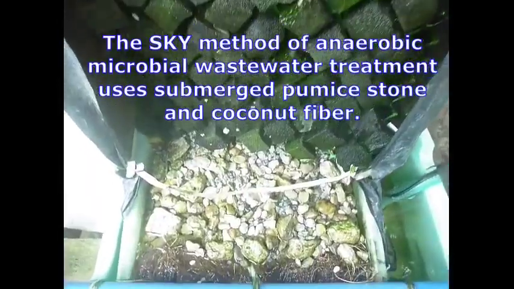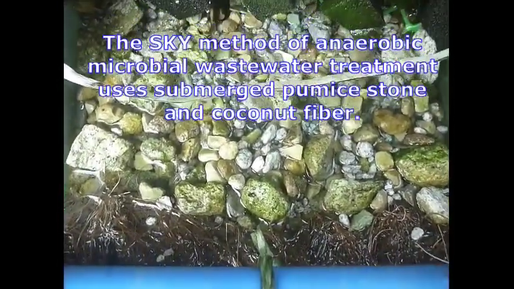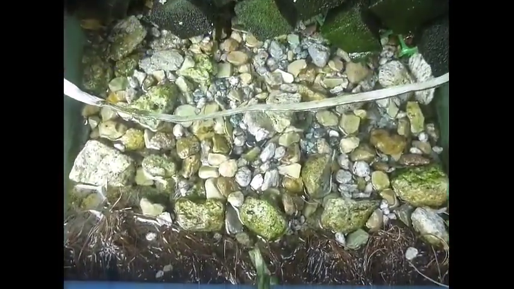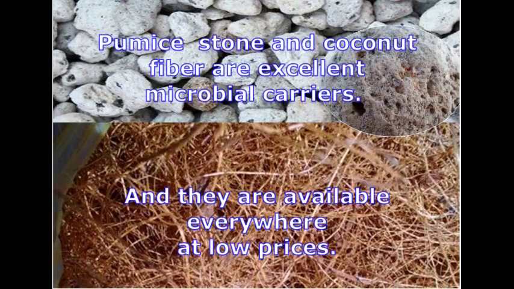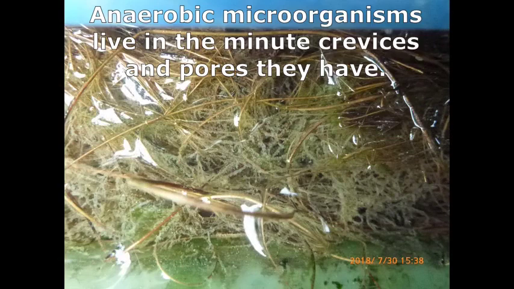The Sky method of anaerobic microbial wastewater treatment uses submerged pumice stone and coconut fiber. Pumice stone and coconut fiber are excellent microbial carriers, and they are available everywhere at low prices. Anaerobic microorganisms live in the minute crevices and pores they have.